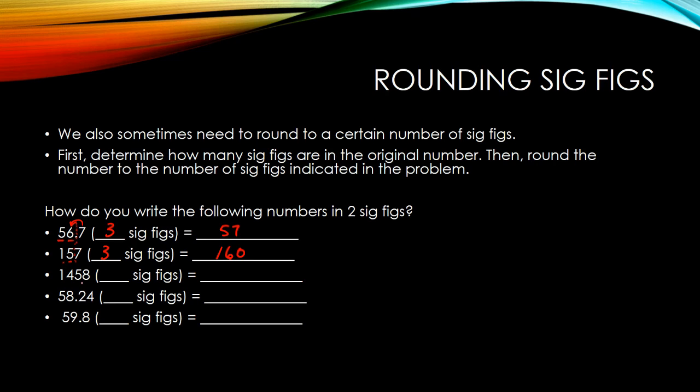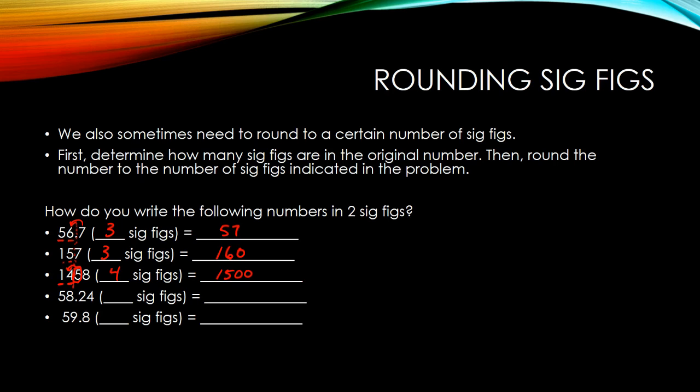All right, our next one, 1,458. Whoa, this one has 4 sig figs. So we do the same thing. We look at the first 2 digits that are significant, so the 1 and the 4. So there's our cutoff line. And then we ask, does the 5 cause the 4 to round up? Now, whenever this happens, you only look at the first digit afterwards. So in this case, we're looking at the 5, and we're looking to see if the 5 causes it to round up. And in this case, of course it does. So that means that this number becomes 1,500.